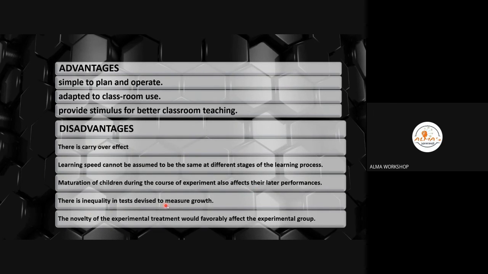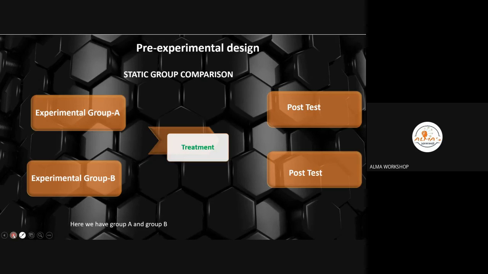There is inequality in tests. If you are devising a test, there is inequality in the test because each one is different. Their intelligence capability is different. So in one shot study, it is a disadvantage. And also I told you it is the poorest model. The novelty of the experimental treatment would favorably affect the experimental group here. Since you have only one group, you will not have any comparison. Okay. The last design is the static group design.